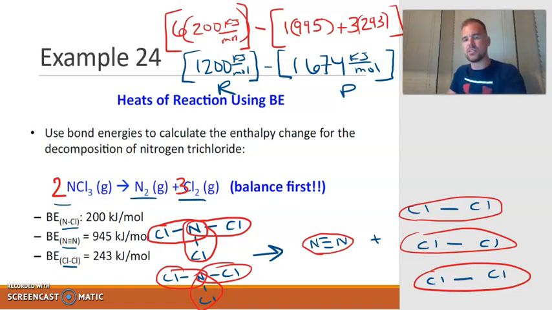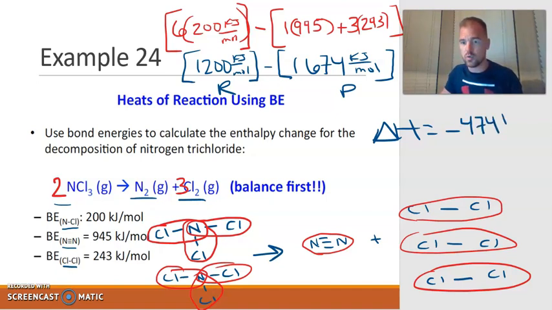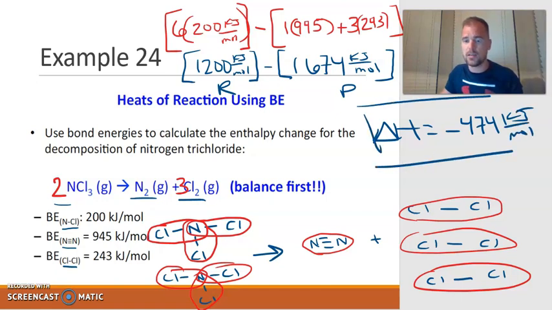Right away, you can see you're getting out more energy than you had to put in. So overall, this is going to be an exothermic reaction. So my delta H is going to be negative something. Well, negative what? To figure that out, we do 1200 minus 1674. And that's going to give me negative 474 kilojoules per mole. So that is how I would use bond energies, bond enthalpies, to calculate what the overall delta H would be for the reaction.